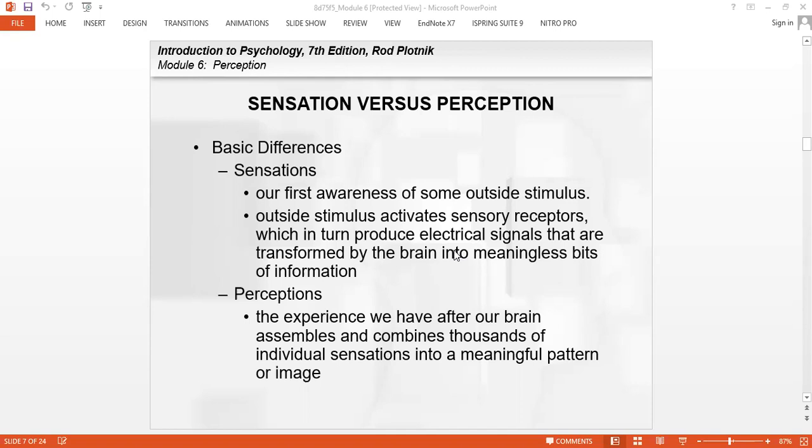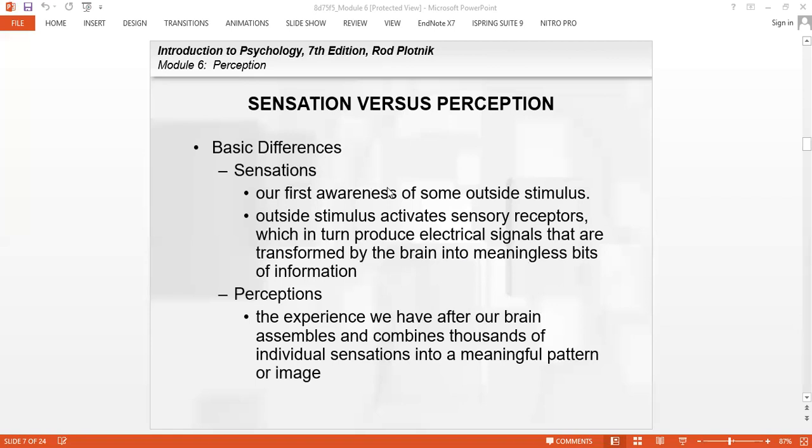So perception is the experience we have after our brain assembles and combines thousands of individual sensations into a meaningful pattern or image. This is very important: your brain assembles and combines thousands of individual sensations, which make a meaningful pattern or image.